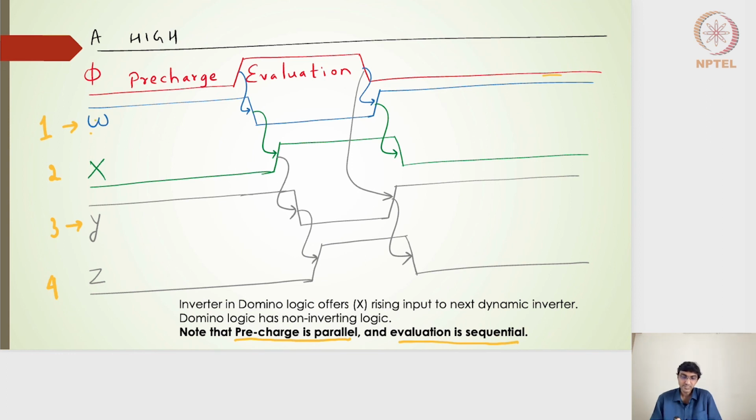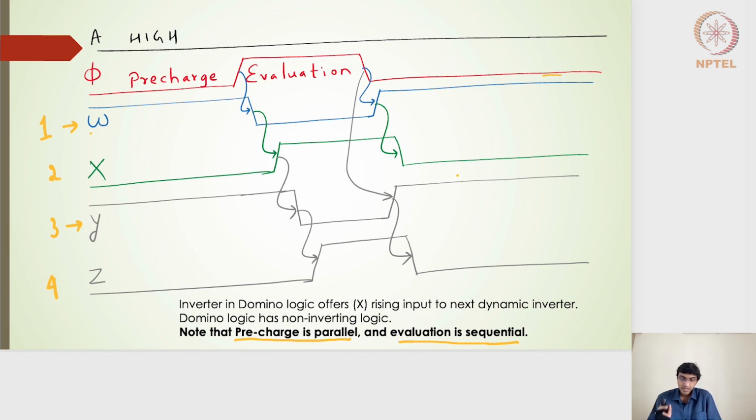The evaluation being sequential means based on A, W will go down, and X will go high after some delay of W. And then Y will go down after some delay. The moment X goes high, after some delay, Y will go down, and Z will go down after some delay from Y going down. So in that sense, it is very staggered or sequential in the computation. But for the pre-charge, the W and then the Y output go high simultaneously or in parallel.